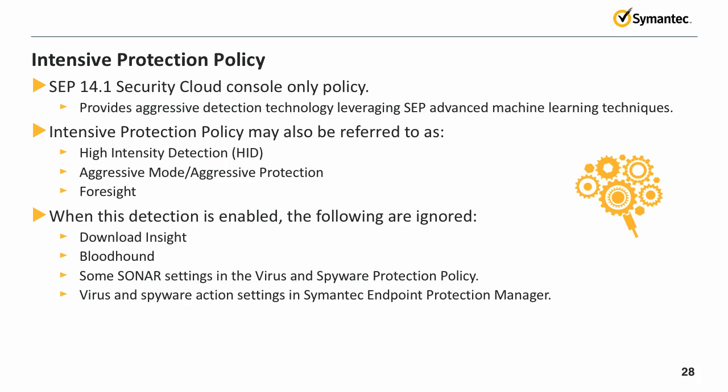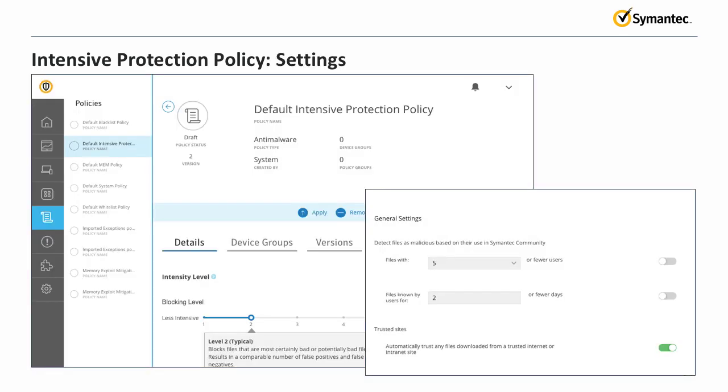When this detection is enabled, the following are ignored: Download Insight, Bloodhound, and some sonar settings in the Virus and Spyware Protection policy, and Virus and Spyware action settings in Symantec Endpoint Protection. The default Intensive Protection blocking level is less aggressive than the most aggressive Bloodhound setting in the SEPM Virus and Spyware Protection policy. If your current policies specify Bloodhound at its highest level, you may want to increase the Intensive Protection level. The default intensive protection policy can be applied to imported SEPM groups in the Security Cloud console.